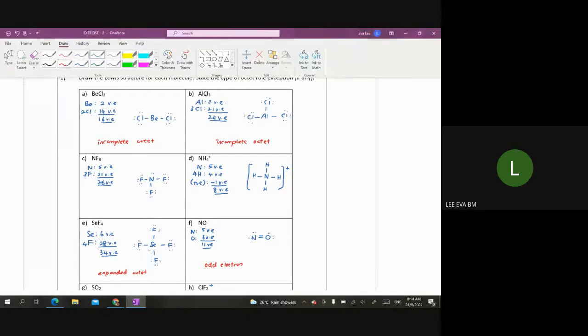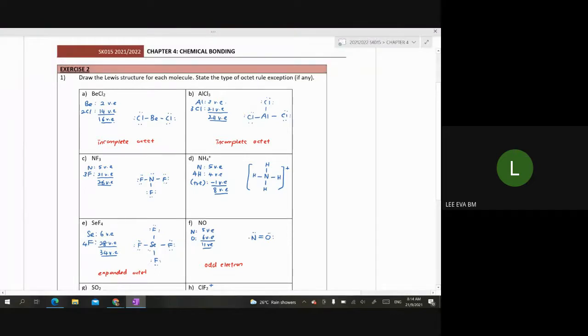If you have any question about Lewis structures, you can ask now, because Lewis structure is the basis we will use for the following subtopics. Make sure everybody gets a correct Lewis structure before proceeding. And one more question.